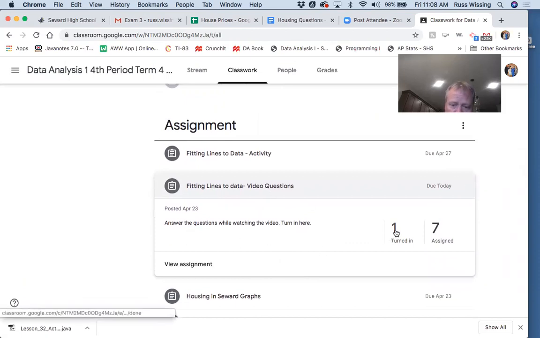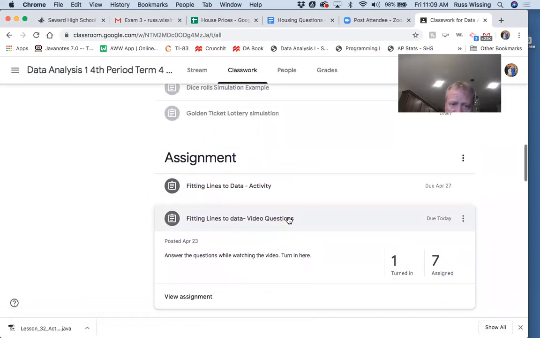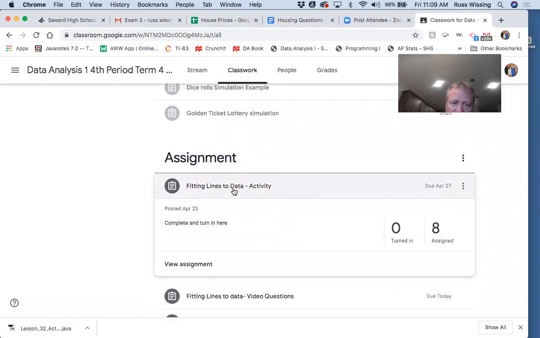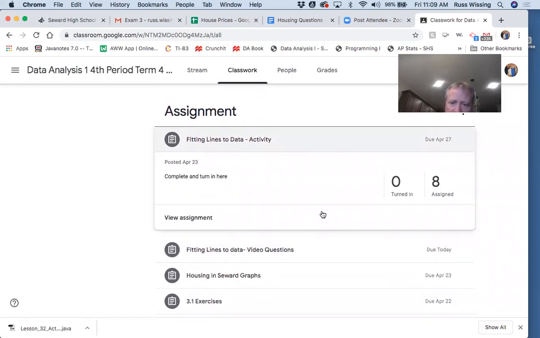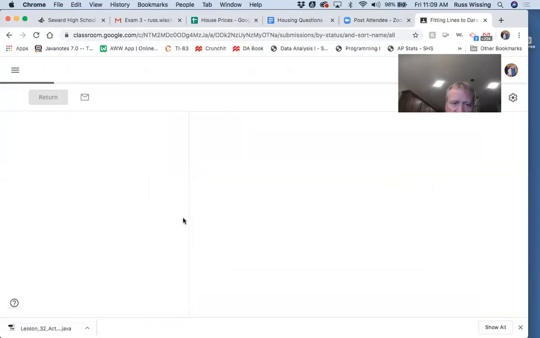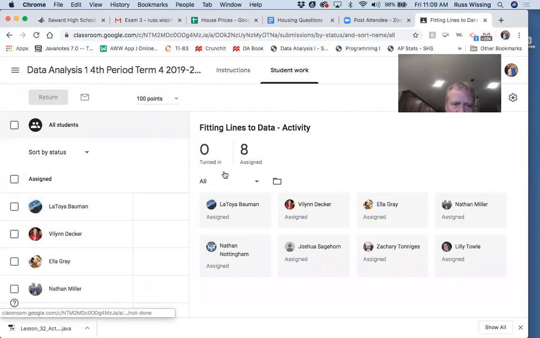You were supposed to look through some questions when you watch the video, and answer those. It looks like only one person's turned that in. And then there's this fitting lines to data activity. I want you to look at that activity. I can't see the student view, but there's some questions and some data in there. I also have the data already typed into a Google Sheet for you, so you don't have to type it all in. So make your graph, add the equation to that, and then try and go through and answer those questions in that fitting lines to data activity. So that's the assignment today.